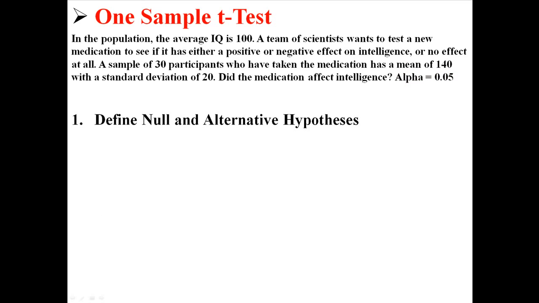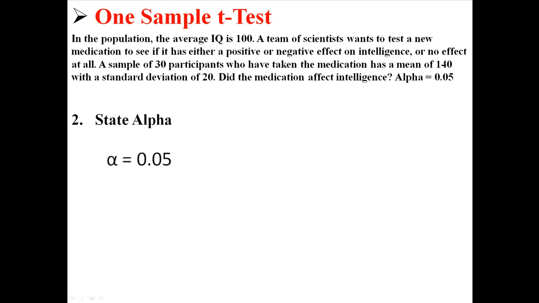First, we're going to define our hypotheses. In this case, H0, our null hypothesis, is that the mean is equal to 100, because in the population, the average IQ is 100, so that's what we would expect the mean of this sample to be. H1, our alternative hypothesis, is that the mean is not equal to 100, because we're testing to see if it's any different from the expected value of 100. Next, the alpha level is just 0.05, because I said use 0.05.